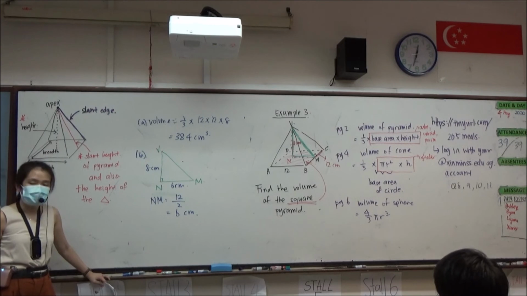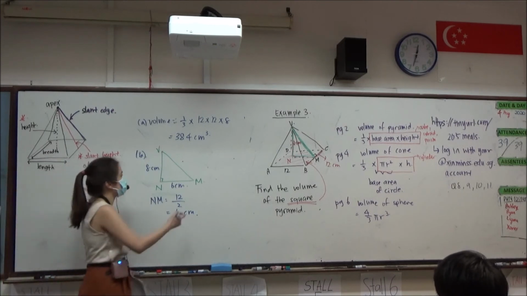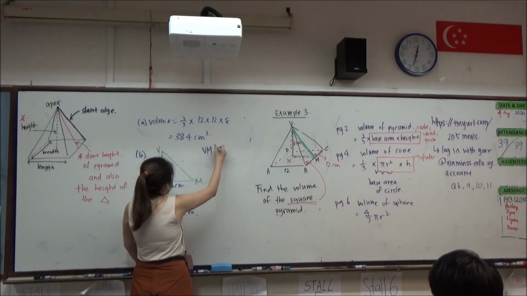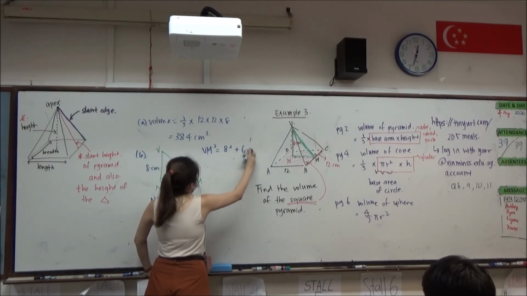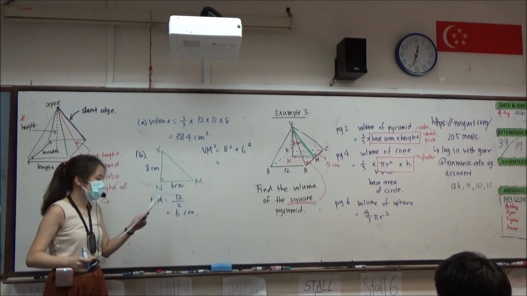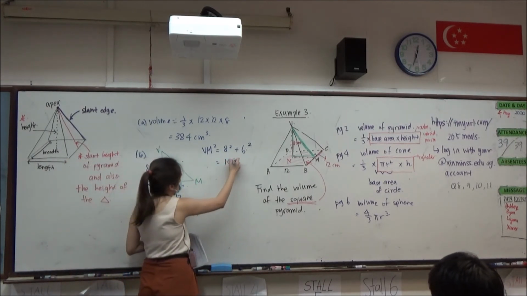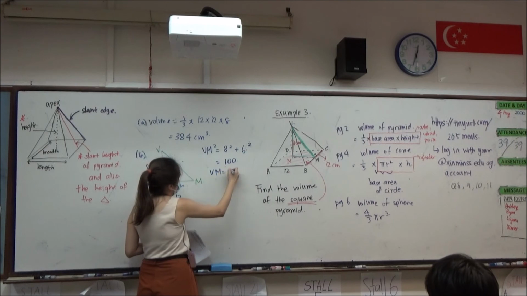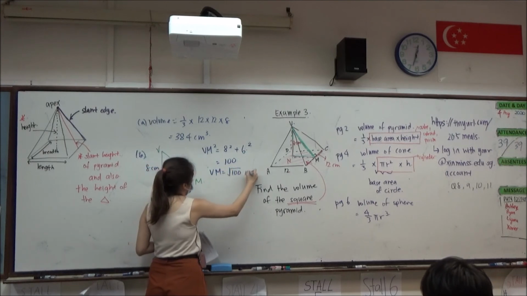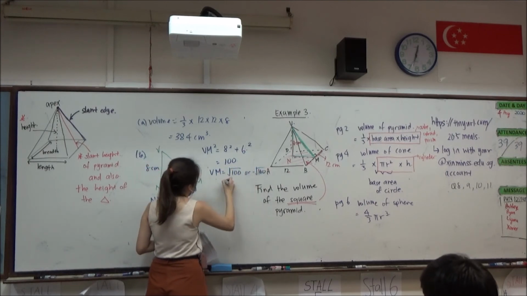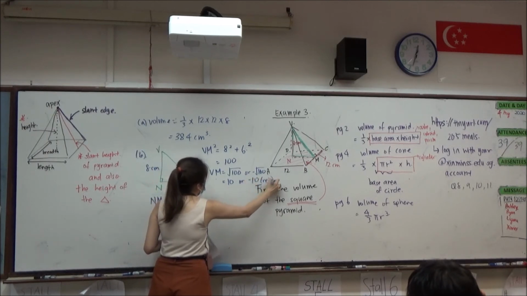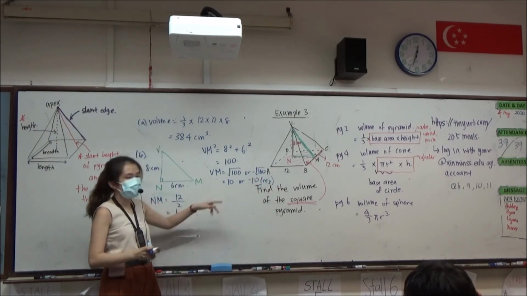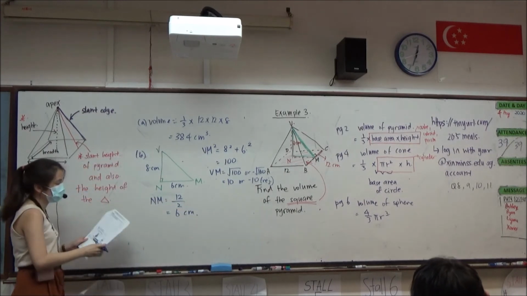Pythagoras theorem will help us to find VM. VM square equals 8 square plus 6 square, and that will give us 100. So VM is square root 100 or negative square root 100. But we know it cannot be negative. So VM is 10 cm.